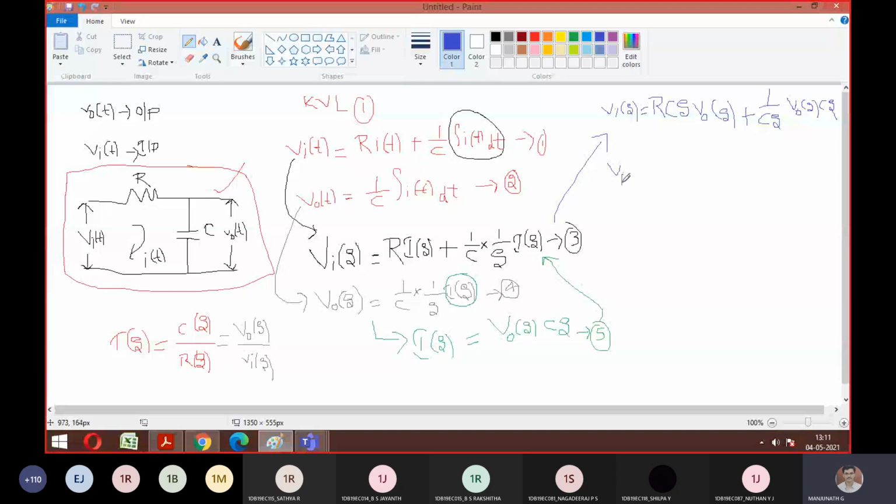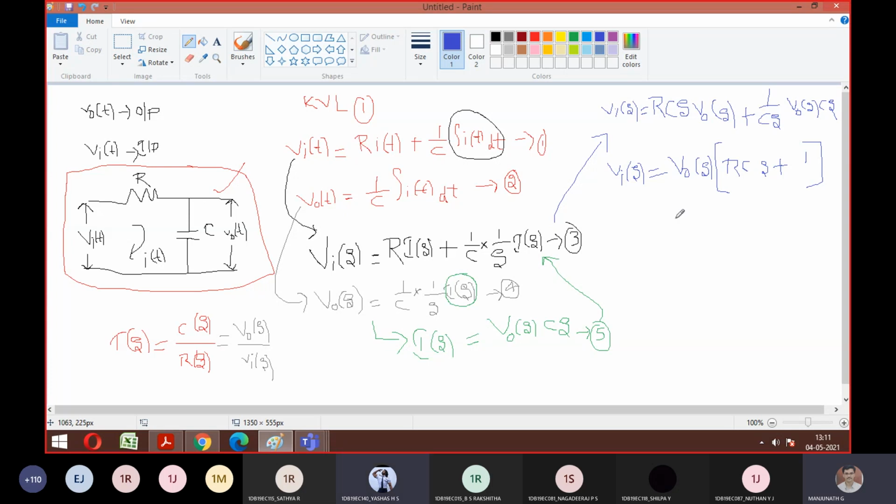Now tell me what are the common terms that can be taken. V_o(s), only V_o(s). So if we take V_o(s) as common, what are the left-out terms, guys? RCs plus 1. Correct? Because your Cs gets cancelled. Is it okay with everyone?